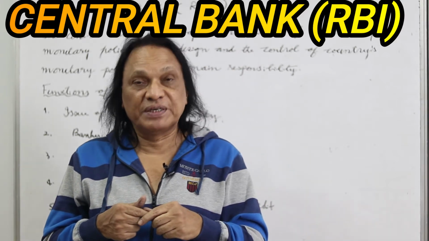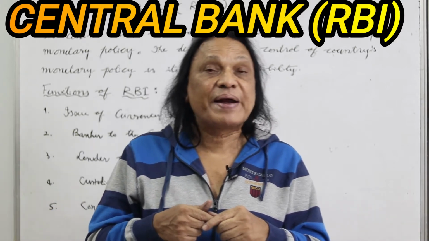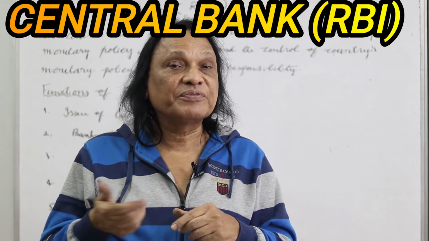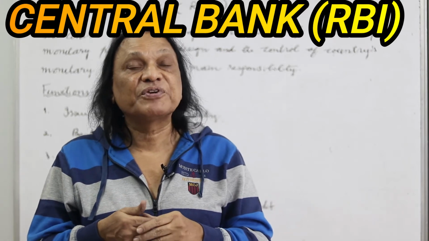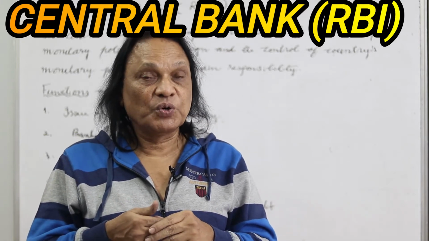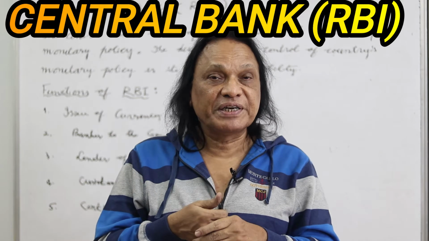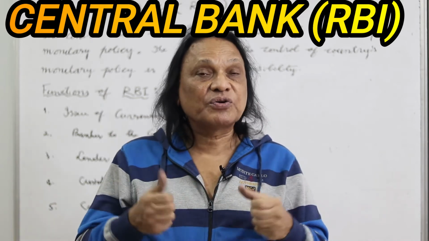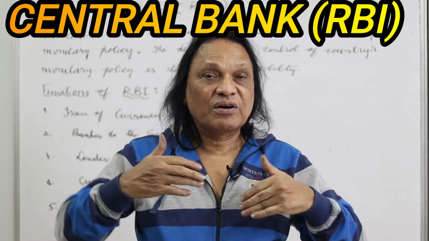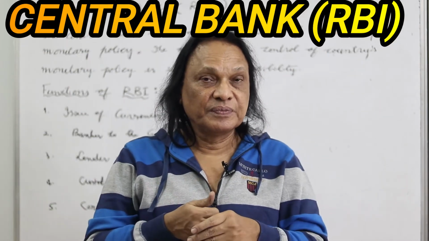The main responsibility of the central bank is monetary policy, and the main function of commercial banks is to make profit. Central bank is the banker of the government. Commercial banks are bankers for the public. So the general public cannot have any transaction with the central bank. Central bank always tries to control credit. Commercial bank always tries to create credit.